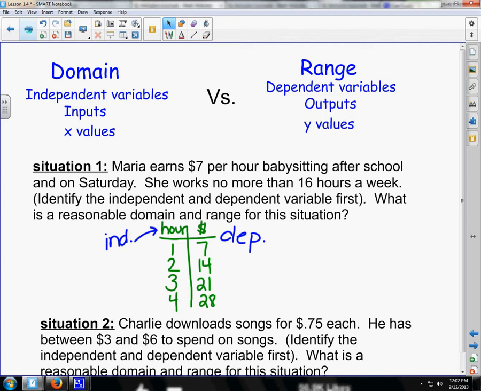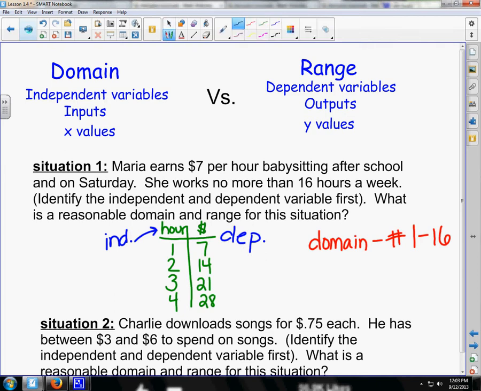So you could just say my domain are numbers from 1 to 16. Because she could work 1 hour, but she works no more than 16. So your domain's not going to go any higher than 16.